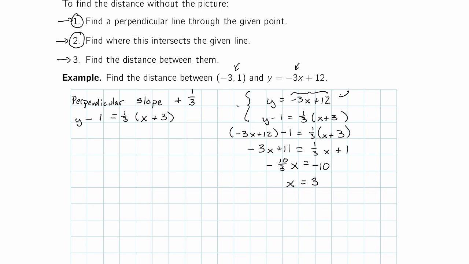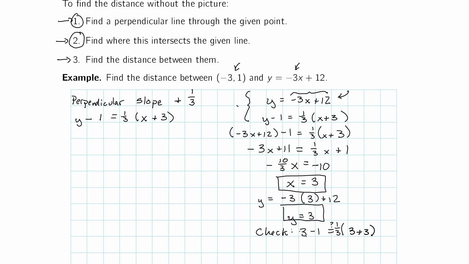To find y, I'm going to go back to this first equation. Y equals negative 3 times 3 plus 12. I get y also equals 3. And before I do any more work, I'm going to check that quick. 3 minus 1, does it equal 1/3 times 3 plus 3? Yeah, this is 2. This is 1/3 of 6, which is also 2. That checks out.